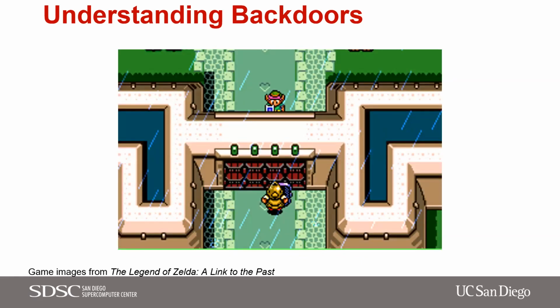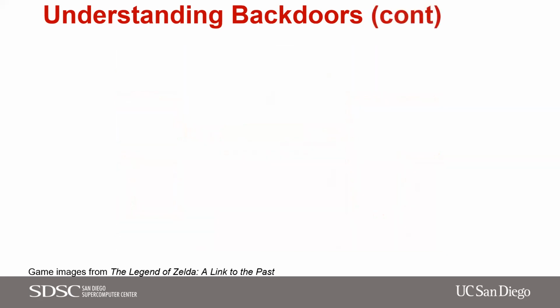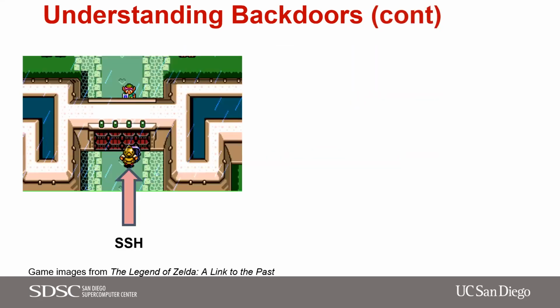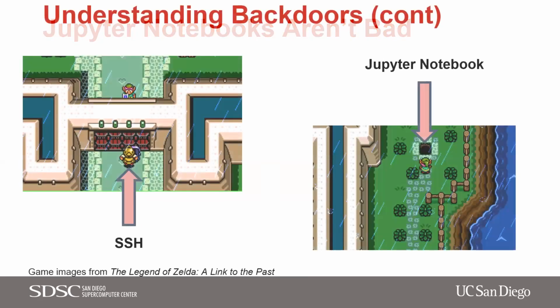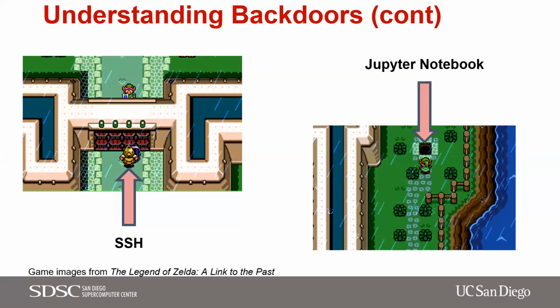So you're going, Scott, what does this have to do with security? What does it have to do with backdoors? Well, the gate and the guard, that's kind of like SSH on TSCC. It's got encryption, it's got a curated password service, it keeps the bad people out and it keeps the people who shouldn't be there out. And then there's the hole in the ground that kind of bypasses all of that. And that's sort of like a Jupyter notebook.